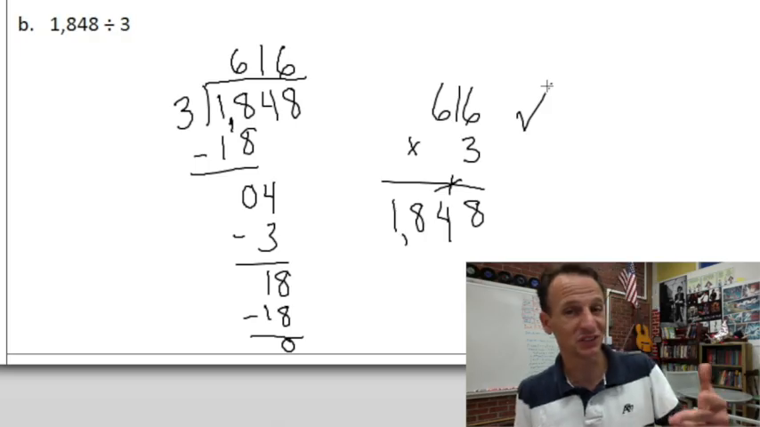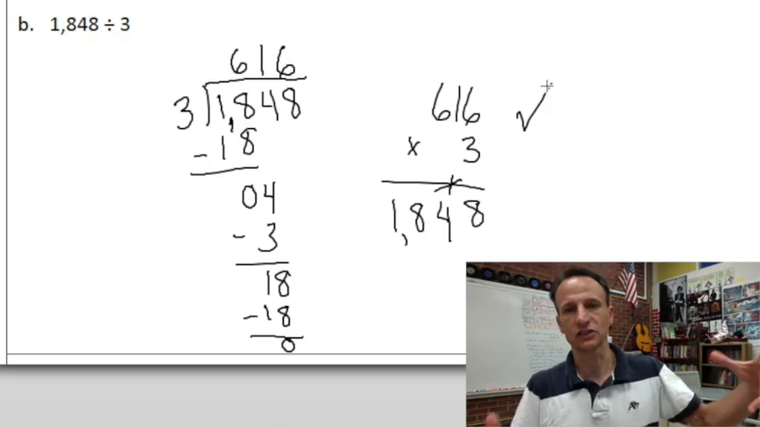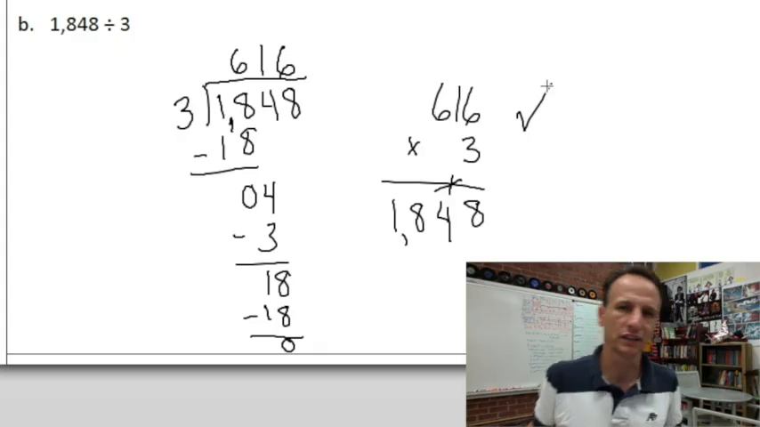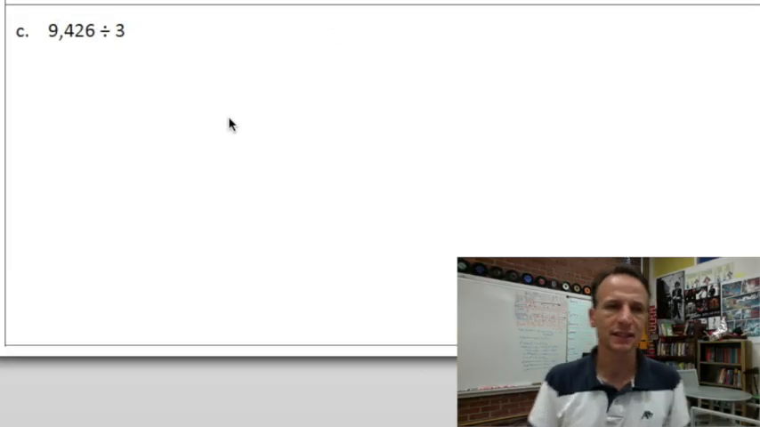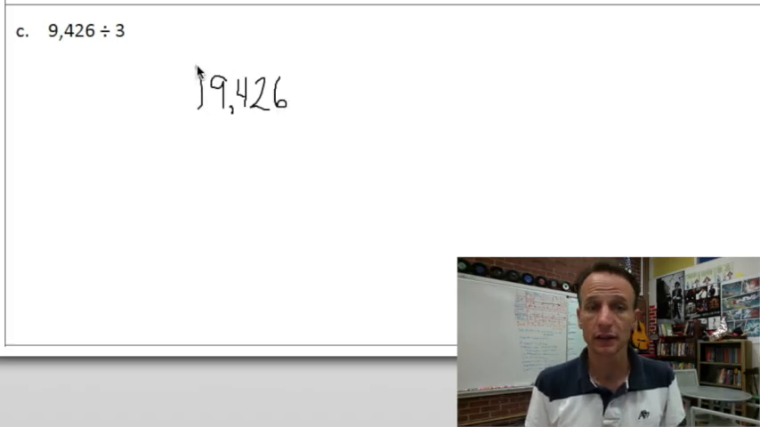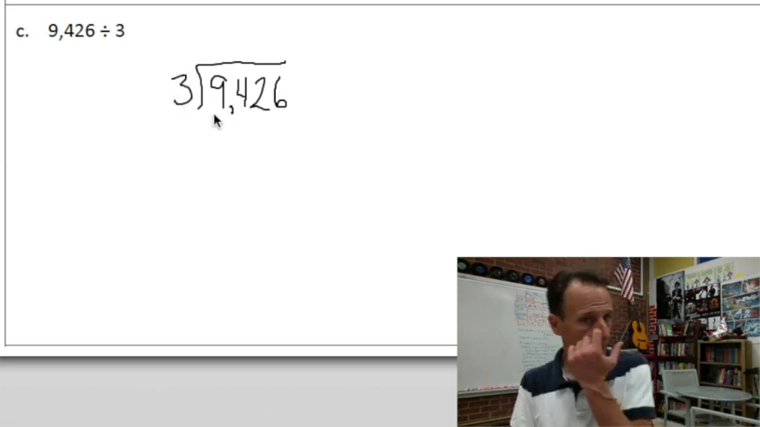Did you notice there's only 2 examples in the homework tonight? But part 1 has 8,642 parts to it or something like that. All right, let's move on to C.